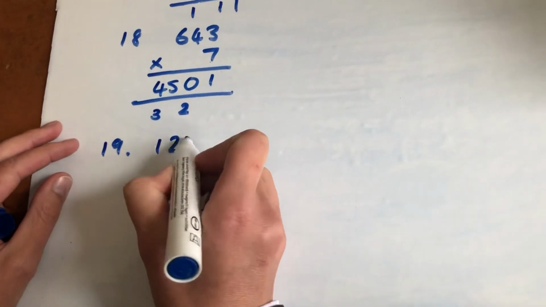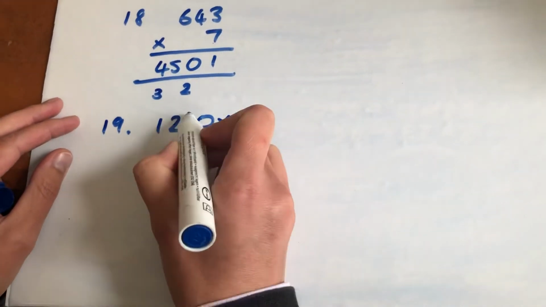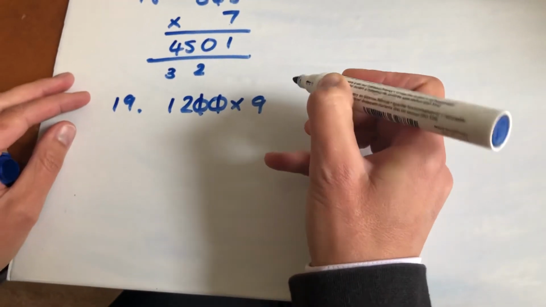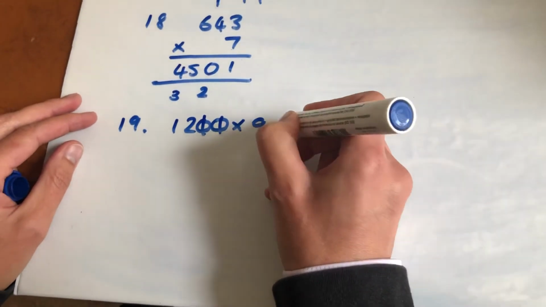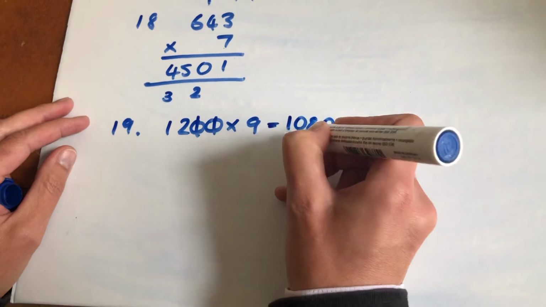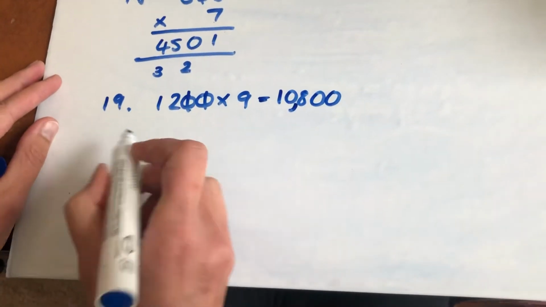Question 19, 1,200 multiplied by 9. Get rid of my zeros. 9 times 12 is 108. And then put my 2 zeros back on again, giving me 10,800.